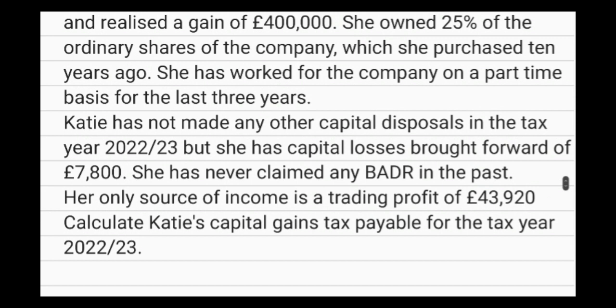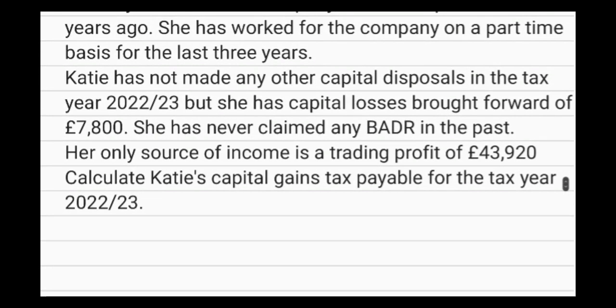Cathy has not made any other capital disposal in the tax year, but she has capital losses brought forward of 7,800. She has never claimed any business asset disposal relief in the past, which means the full 1 million of relief is available to her. Her only source of income is trading profit, and that is 43,920. Remember, this is trading profit. If we reduce it by the personal allowance, then it is the taxable income, and for this taxable income we have to consider whether there is any unused basic rate band or not. Calculate the capital gains tax payable for the tax year 22-23.